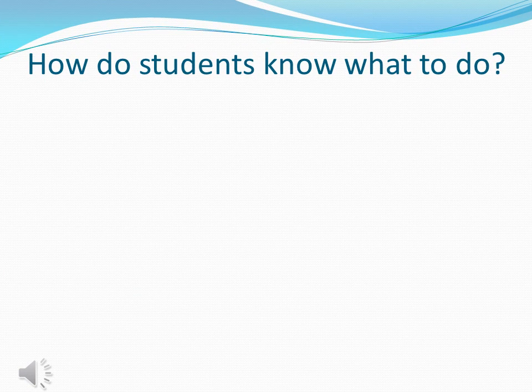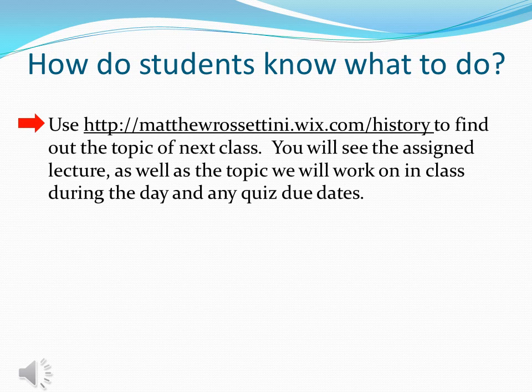Now that you know how a flipped class works, let's talk about where you go to get the information necessary for you to succeed in this class. In order to find out which lecture you should watch, you stay on this website, matthewrossatini.wix.com/history, and on the front page you will see a listing of what you should be watching for which class. You'll also notice that there are things there like when quizzes are due and other important updates.